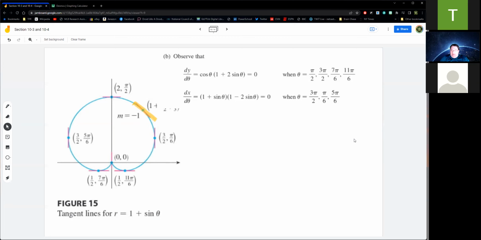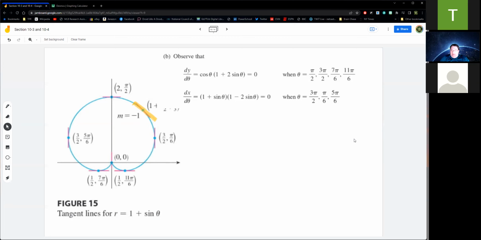So cosine of theta is 0 at pi over 2 and 3 pi over 2. And then 1 plus 2 sine theta equals 0. So I can bring this over. It's where sine of theta equals negative 1/2. So that's where theta is 7 pi over 6 and 11 pi over 6.